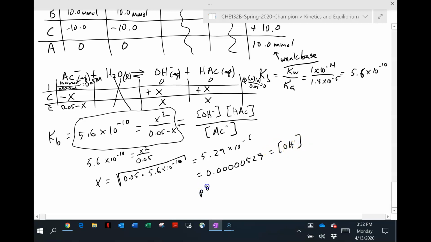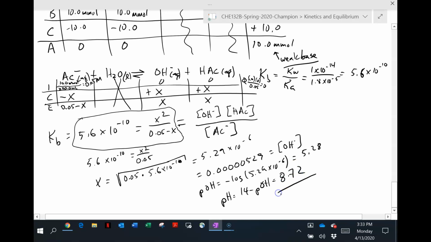So our pOH is going to be the negative log of that. And so that is 5.28. Our pH then is going to be 14 minus pOH. So that's going to be 8.72.